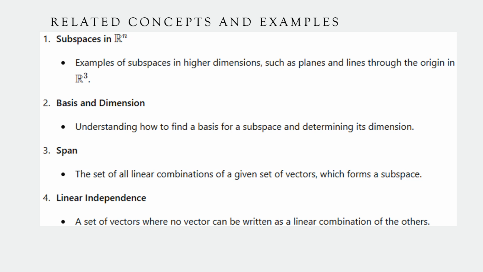Some related concepts and examples would be subspaces in R to the n, examples of subspaces in higher dimensions, such as planes and lines through the origin in R cubed. Basis and dimension: we need to understand how to find a basis for a subspace and determine its dimension. We need to understand what the span is. Span is the set of all linear combinations of a given set of vectors, which forms a subspace. And for linear independence, a set of vectors where no vector can be written as a linear combination of the others.